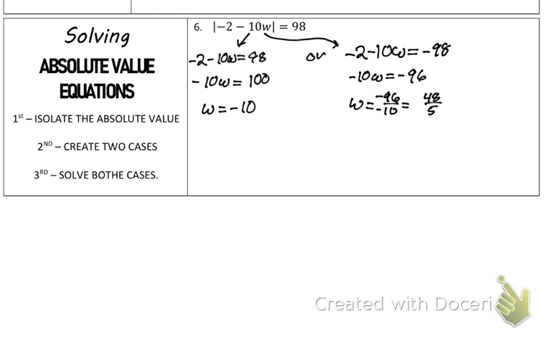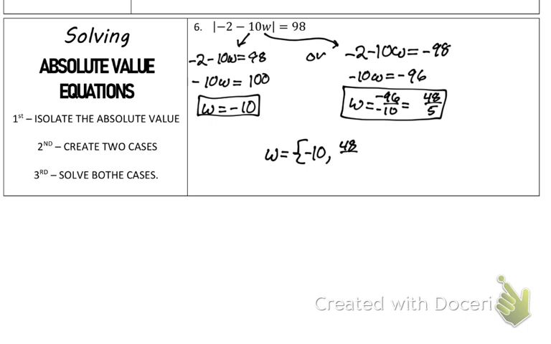Now, there are two ways to give me this answer. First way, just box in both answers. Just say they both work. Or you're going to see a lot on the answer key where I do this: w equals, and if I'm giving two answers, I use braces, and I put them in order from least to greatest value.